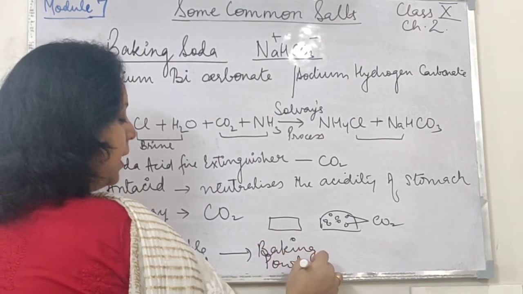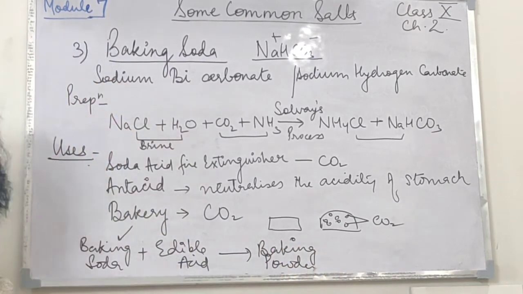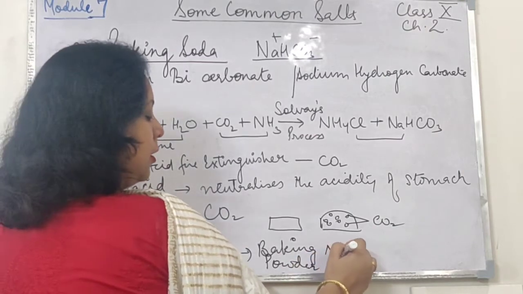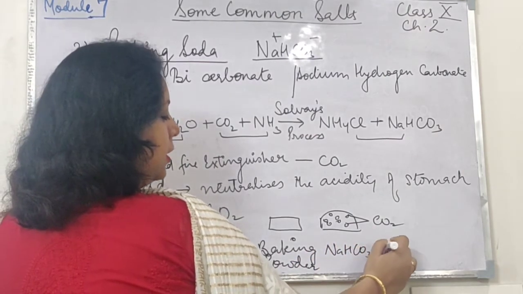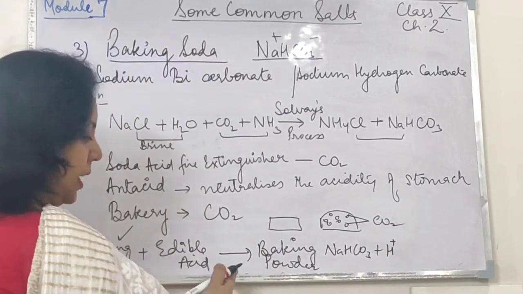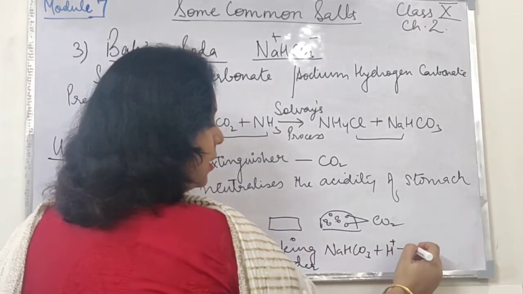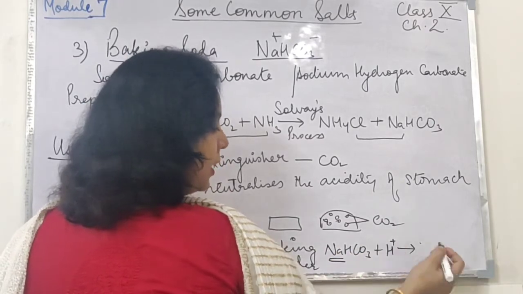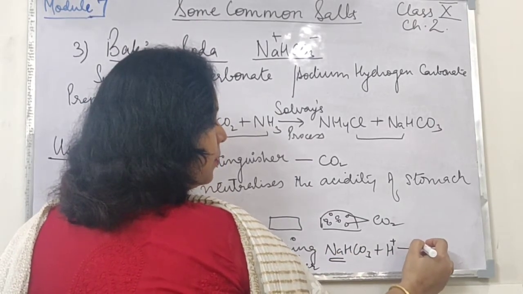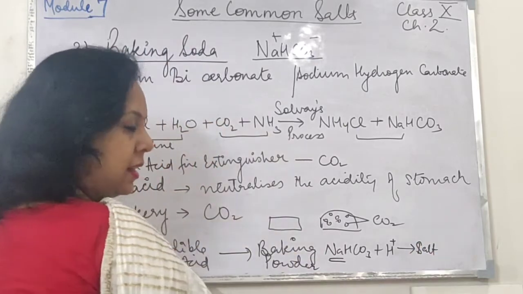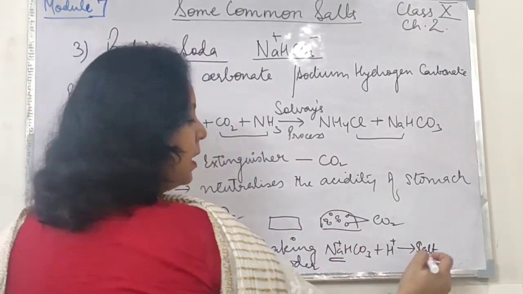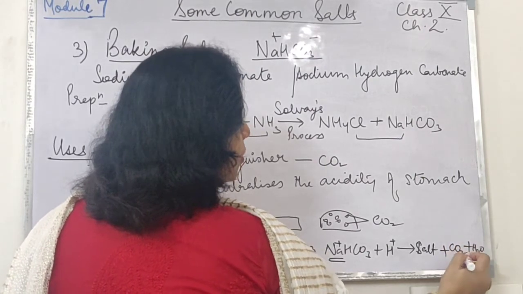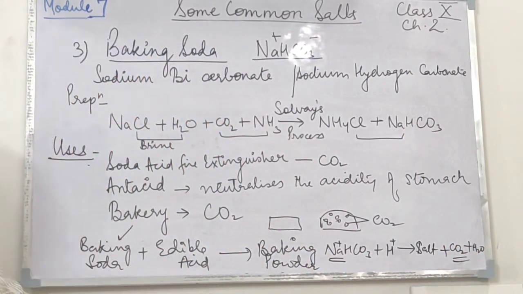So commercially it is sold as baking powder, which is used in baking. What happens is that carbon dioxide is released because of the acid. Whatever cation is there in the acid will combine with Na to form a salt, and carbon dioxide is released and water is formed.